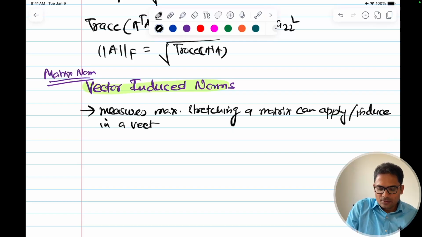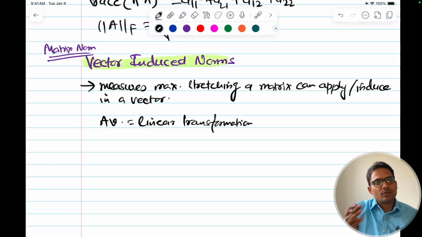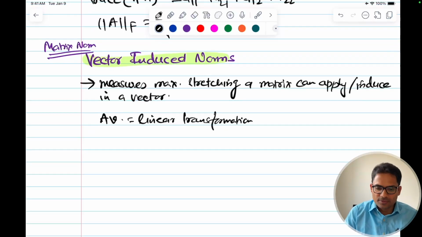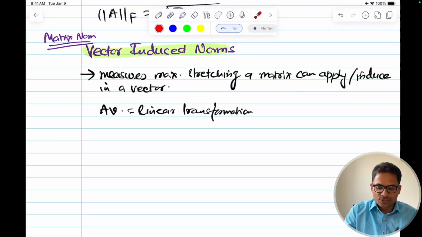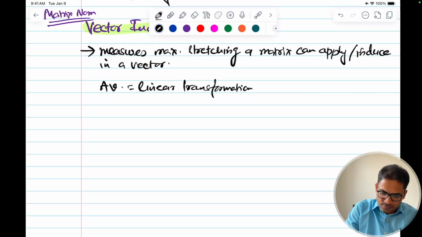in a vector, because if you multiply A with v, this is a linear transformation. Direction and size both change. Either or, both can change, or only one can change. We saw this in eigenvalue decomposition, that these are special vectors where only the size changes and the direction doesn't change, but a matrix can change both. So we'll now see the vector induced P norm. We know vector P norms, so what is the matrix induced P norm?